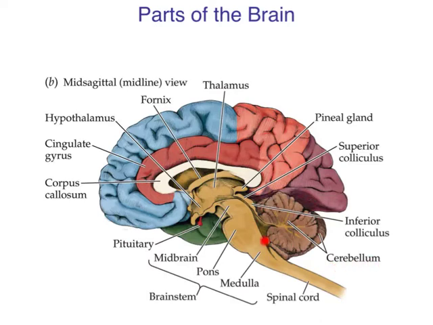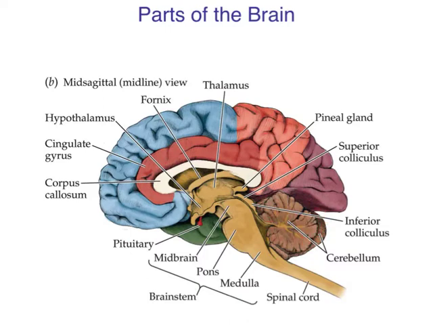This area right here, the brown area of this picture, is the cerebellum. That area of the brain is responsible for the coordination and balance that humans have. Any animal, really, but more specifically humans.